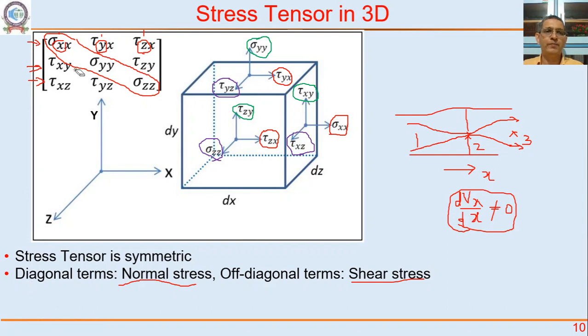Let me rub all this now. Tau yx and tau xy, they are identical. Tau xz and tau zx are identical. They are the same. It's a symmetric tensor. Tau yz and tau zy, they are the same. It's a symmetric tensor. So that's the meaning. The tensor is symmetric.